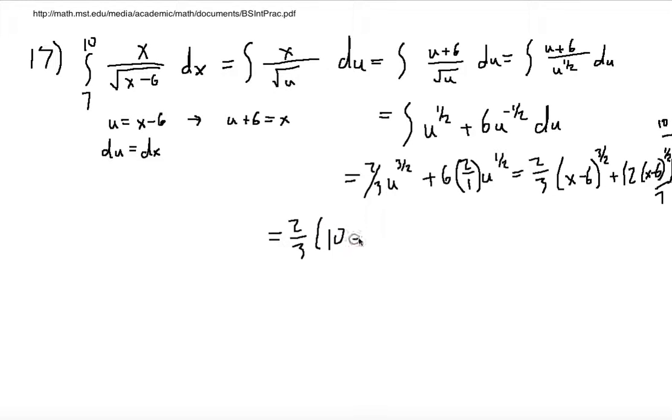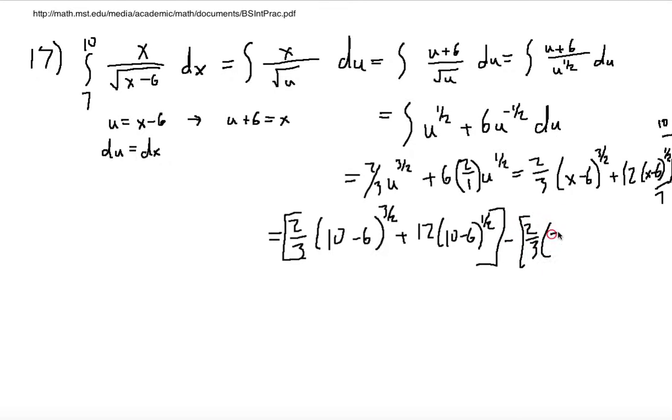So we're going to have 2/3 times 10 minus 6 to the 3/2 power plus 12 times 10 minus 6 to the 1/2 power, and all of that minus 2/3 times 7 minus 6 to the 3/2 power plus 12 times, oh sorry, I was looking at the wrong spot, 7 minus 6 to the 1/2 power.